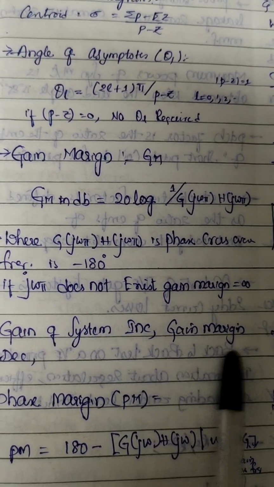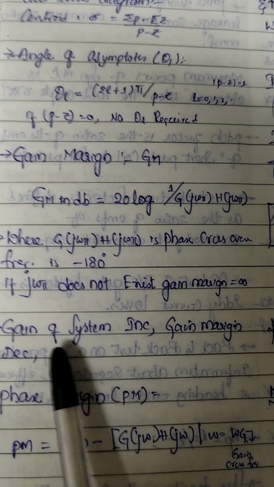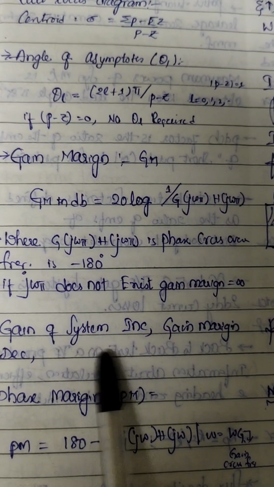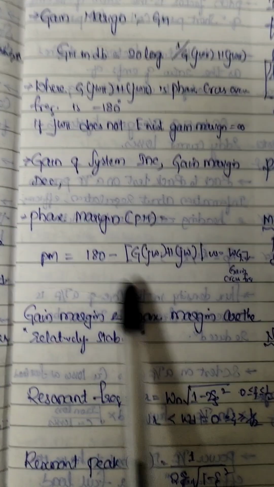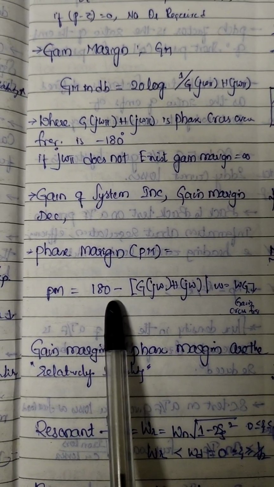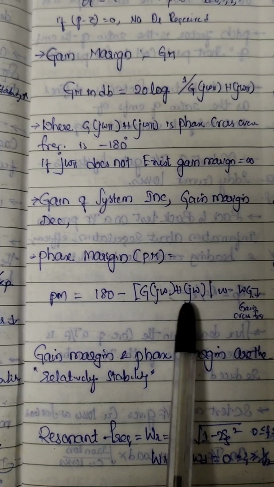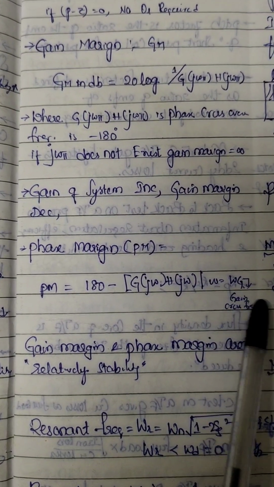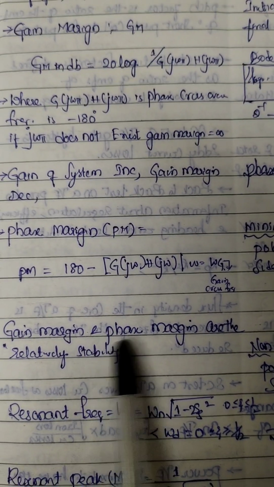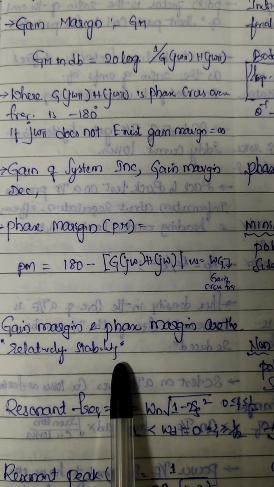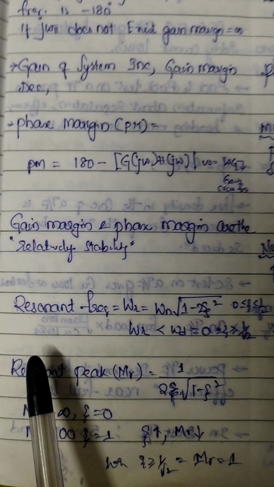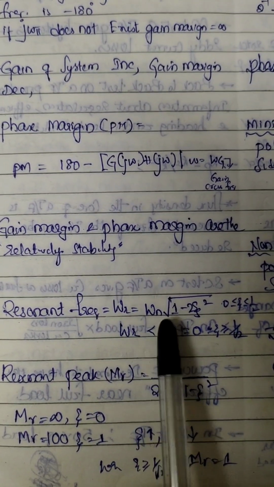When the gain of the system increases, the gain margin decreases. Here you can see the gain of the system is inversely proportional to the gain margin. Now the phase margin. Phase margin is equal to 180 plus the angle of G(j omega) H(j omega), where omega is equal to omega g, that is the gain crossover frequency. Gain margin and phase margin are the relative stability measures.